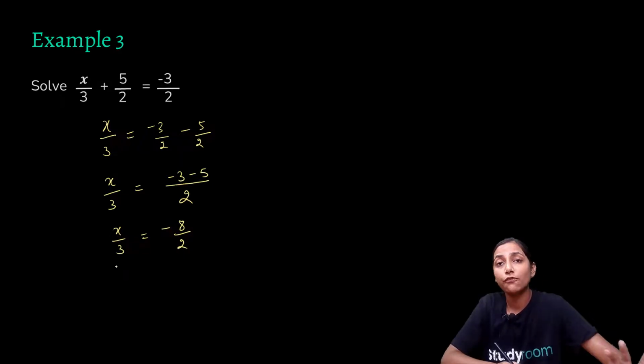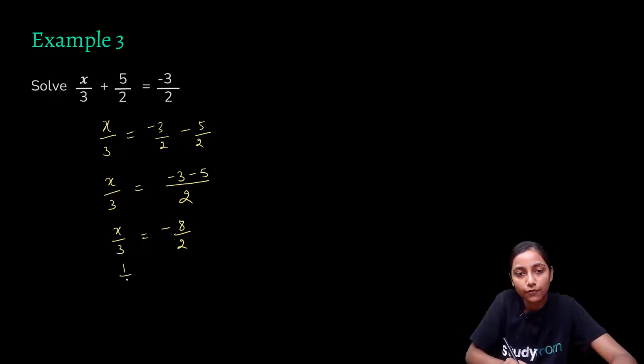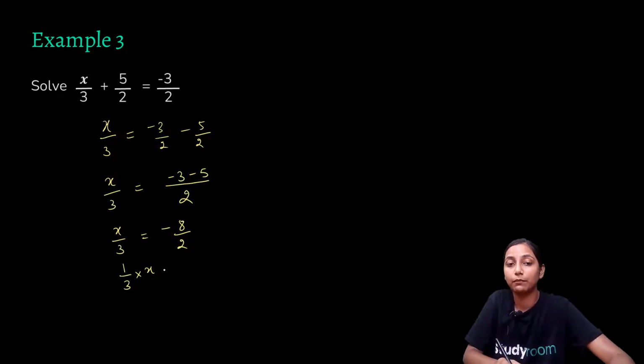Now what is the coefficient here? The coefficient of x is nothing but 1 by 3. In this case, the coefficient of x is 1 by 3.